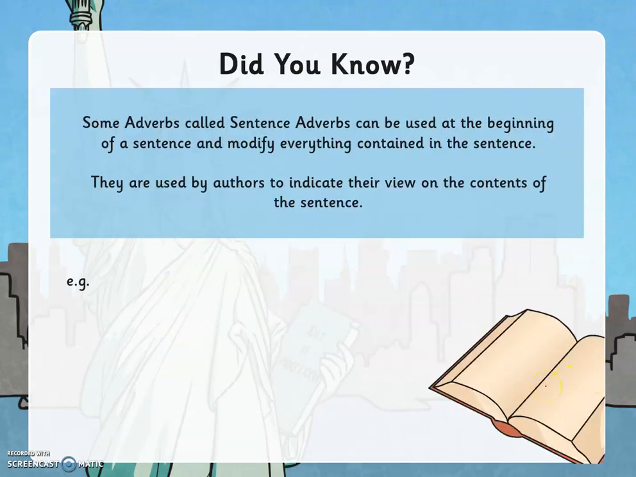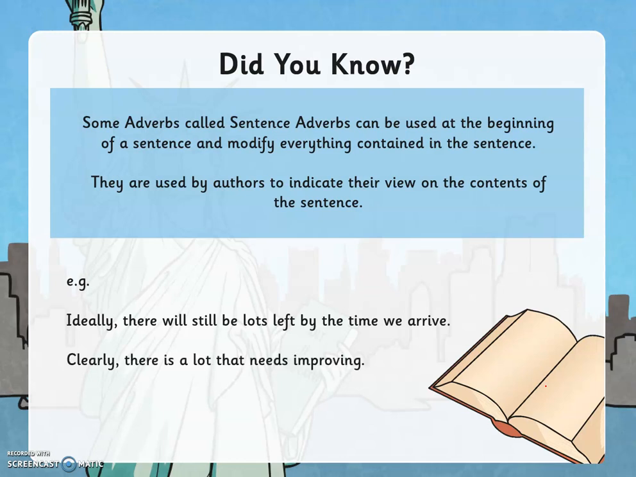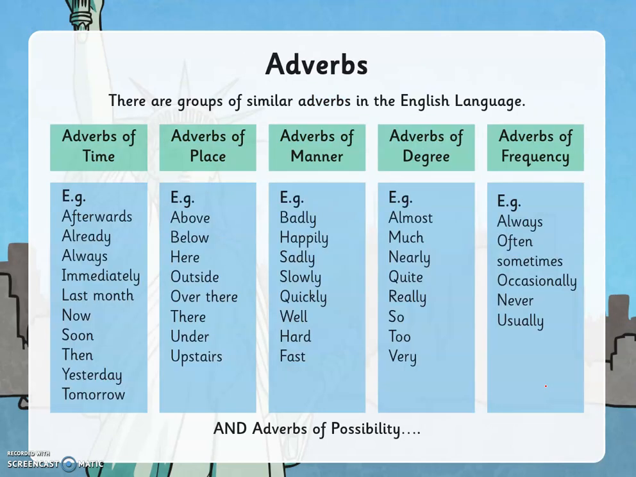So, did you know some adverbs called sentence adverbs can be used at the beginning of a sentence and modify everything contained in the sentence? They're used by authors to indicate their view on the content of the sentence. Ideally, there would still be lots left by the time we arrive. So it's not certain, and again we're thinking about how possible it is. Clearly, there is a lot that needs improving. That means there's definitely a lot that needs improving, and certainly you should all know what that means. There are many things to be considered.